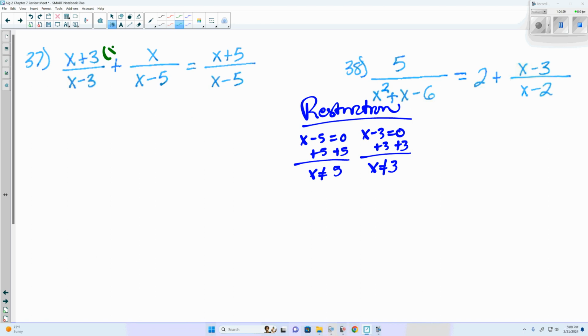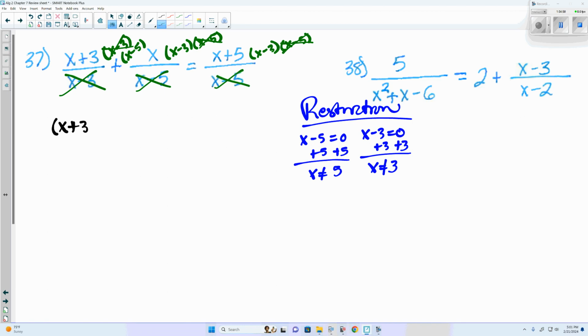Now the next thing we need to do is multiply through by our terms. So we would multiply everything by x minus 3 because our far right, the x minus 3 and x minus 3 would cancel. But it didn't cancel everything out, so we also need an x minus 5. And on the far right, the x minus 5 would cancel. In the middle, the x minus 5 would cancel. All of our denominators are simplified out. And what we're left with is x plus 3 times x minus 5 plus x times x minus 3 is equal to x plus 5 times x minus 3.